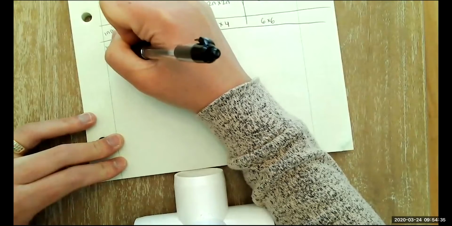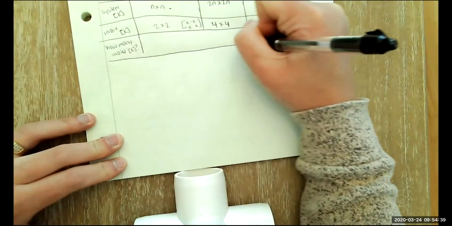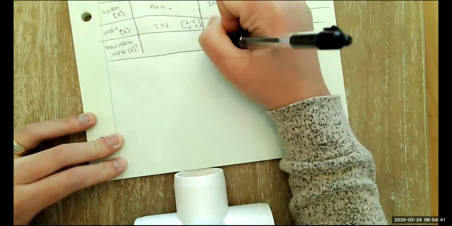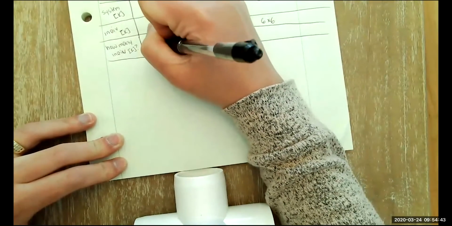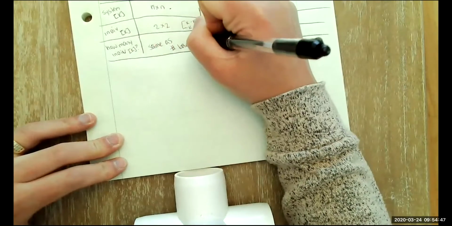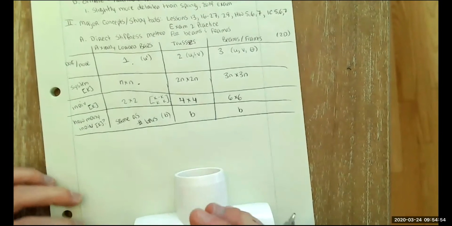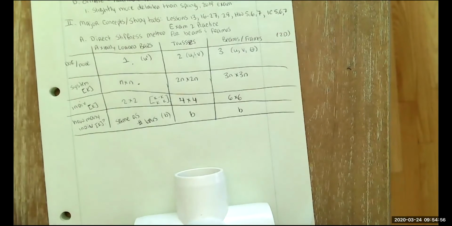And the answer for all of this is always going to be the same as the number of bars. So we'll call that B. And same for trusses, same for beams and frames. So again, this is our framework for how we can organize these problems.